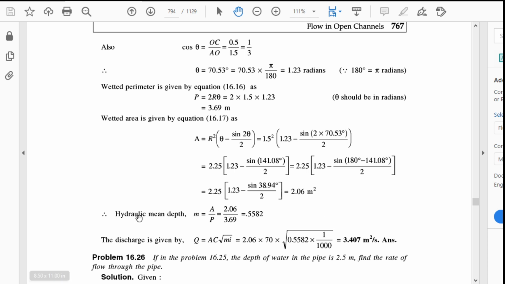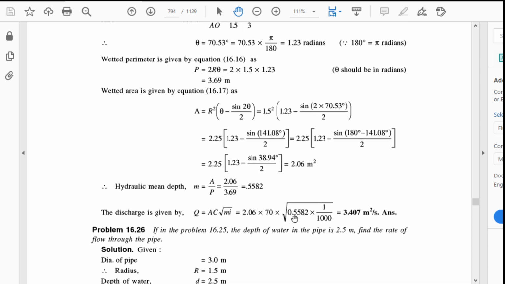Now the perimeter value is known and the area is also known, so we can find the hydraulic mean depth, that is m. m equals A by P. So the m value comes out to be 0.5582 meters. Now we have to find the discharge.